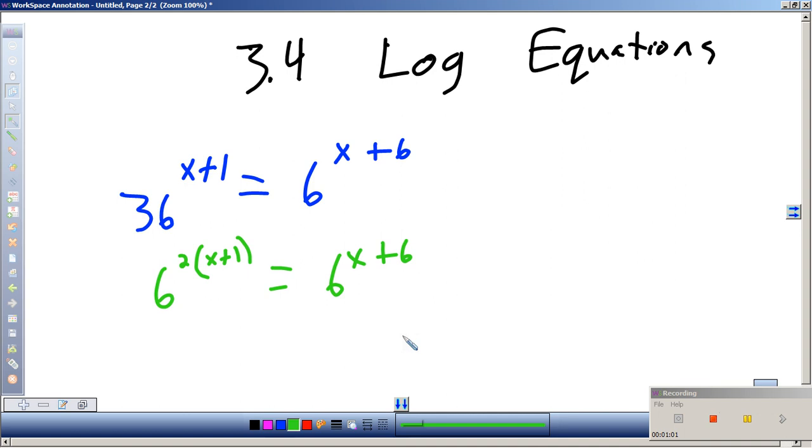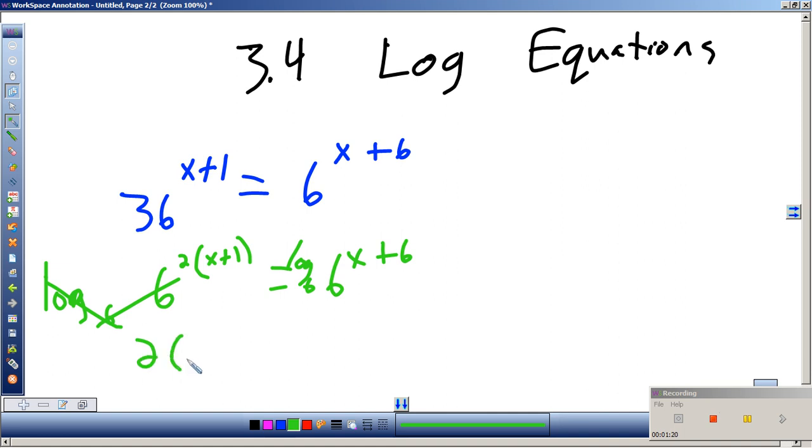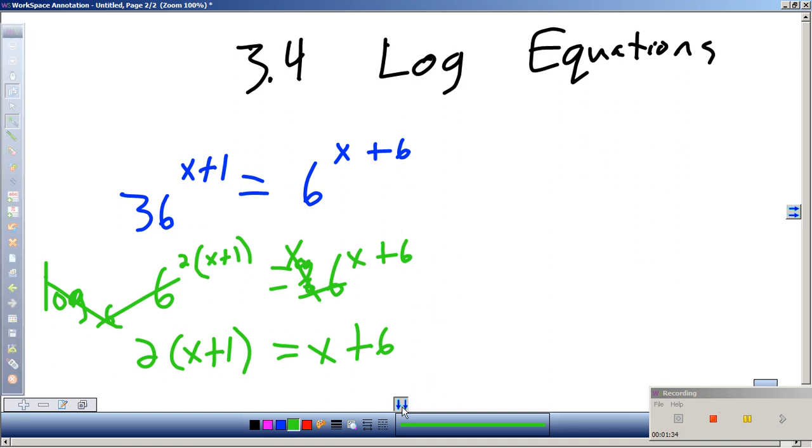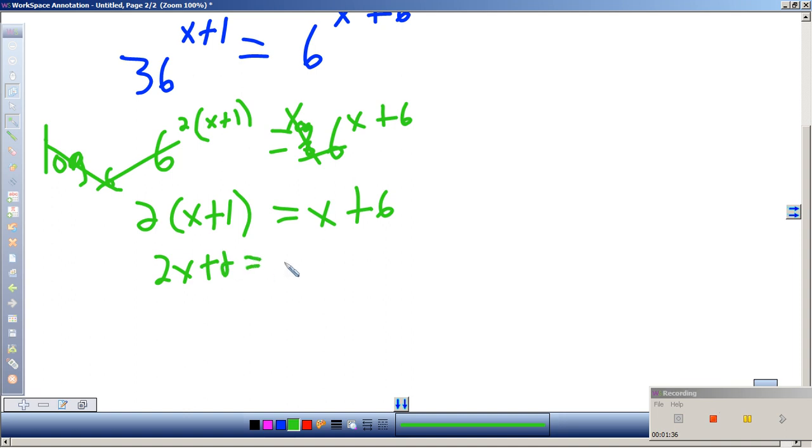Okay, so one of our convenient rules is this. One way, yeah, we can do log base 6 on each side. Log base 6 of 6 cancels, leaving you 2x plus 1 equals, cancel here as well, giving the x plus 6. Which you can now reduce to an algebra 1 problem. So you have 2x plus 2 equals x plus 6. So x equals 4.